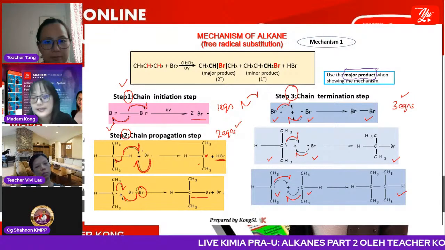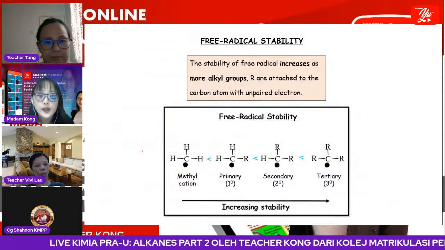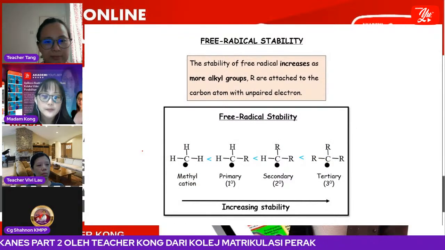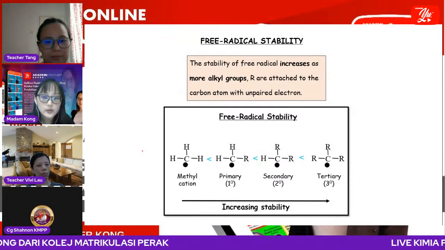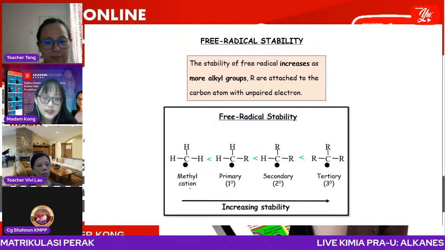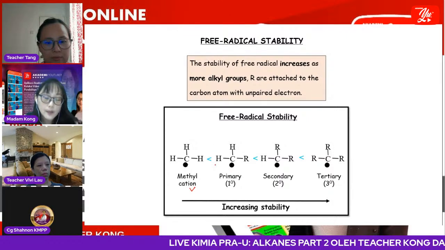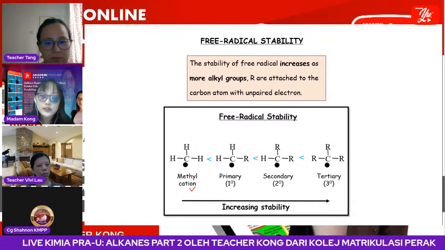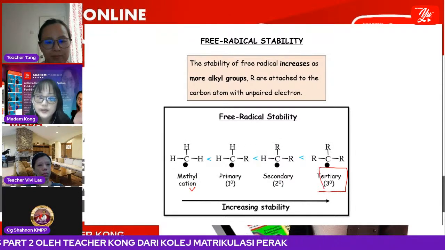Let's try another example. So this is the important point. Always remember, the stability of free radical increases with more alkyl groups. So for example, this one is methyl. And then this one is primary. So primary free radical is more stable than methyl. And then secondary is more stable than primary or methyl. And then tertiary is the most stable one.